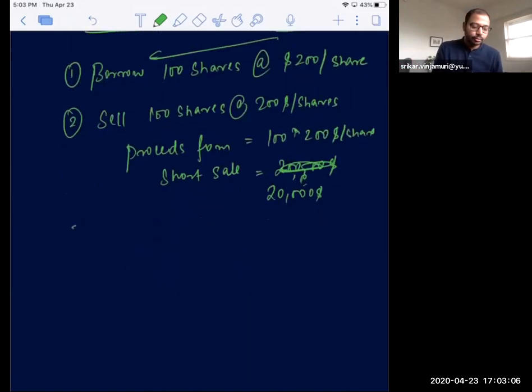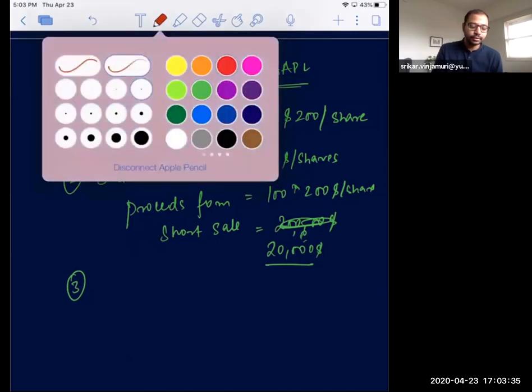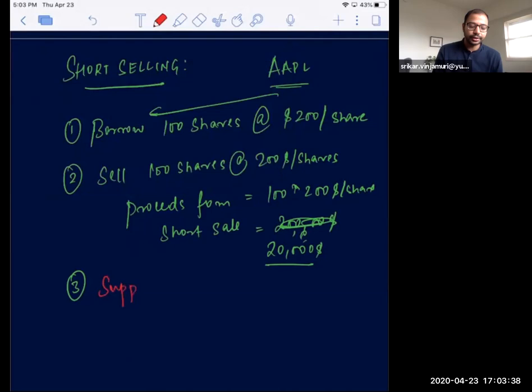Okay. So what you do with this $20,000 is that you could sit on it. You could do nothing with it. Generally, you want to take that and invest it elsewhere. But suppose you don't do anything with it. You put it in your bank account and sleep on it. What you're betting here, when you do a short sell, is that you're predicting the price will fall. This is an overvalued stock, and you think the price is going to fall, right? So in the third step, suppose you're right, and the price of Apple actually falls to $150 per share.